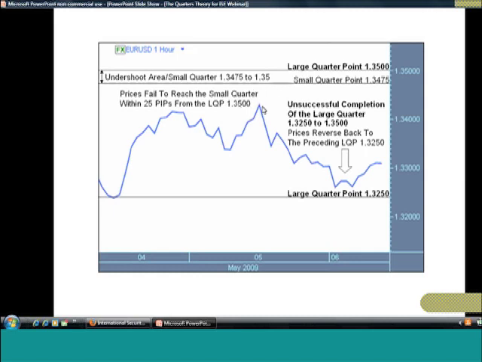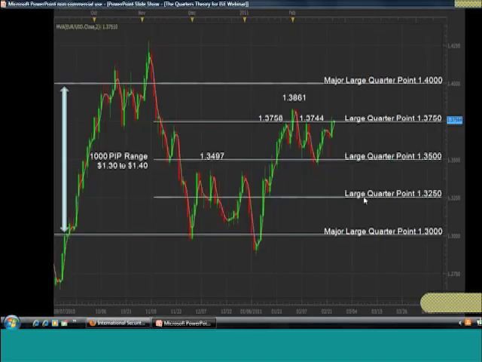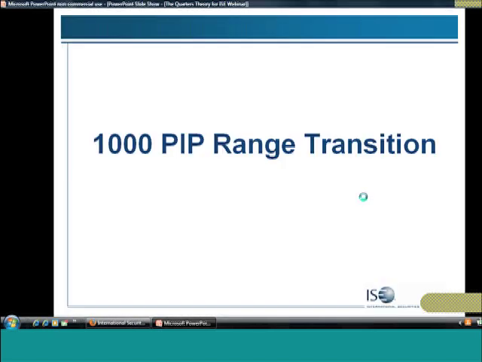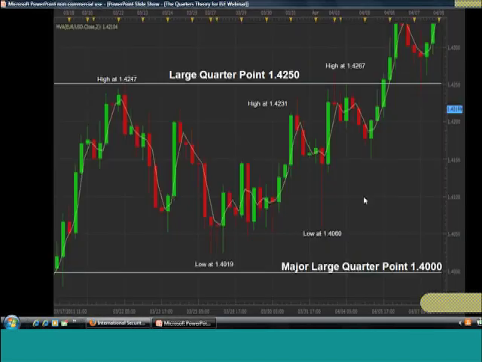So whether the large quarter point above or below is targeted, if we were to start at 1.3250, if this quarter was successfully completed, the end price point would be 1.35. But in this case, it was not successfully completed, this large quarter. Prices exhausted along the way, and then they reversed. And where did they reverse to? Again, a familiar price point, the preceding large quarter point at 1.3250.